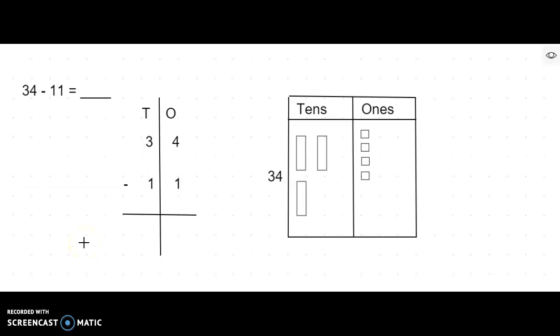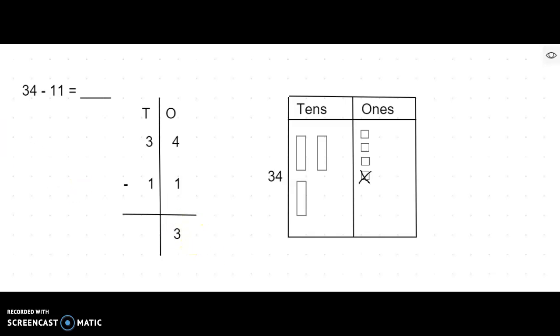Great. So we're going to start with our ones side in subtraction. Like with addition, we start with our ones. I have 4 ones in 34, and I'm taking away 1 one. So let's go to our ones. I have 4 ones. I'm taking away 1. Okay. How many ones do I have left? I have 3. I have 3 ones left.